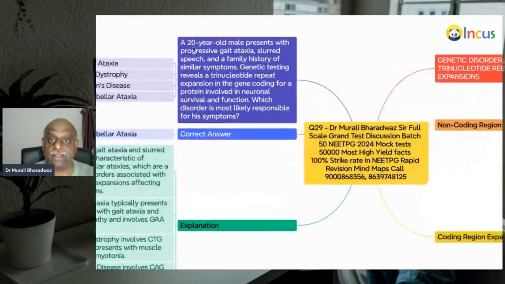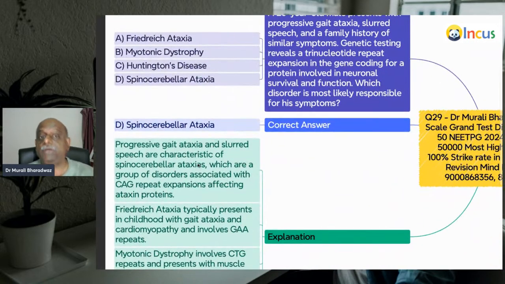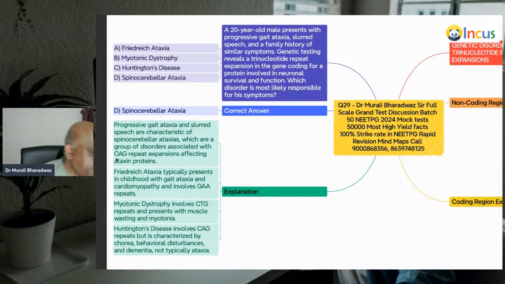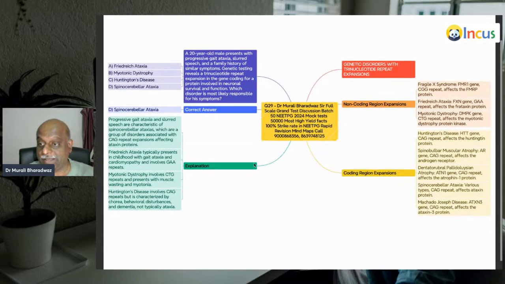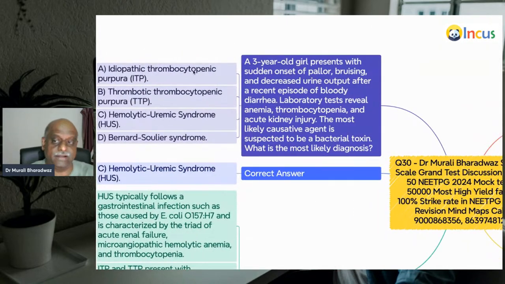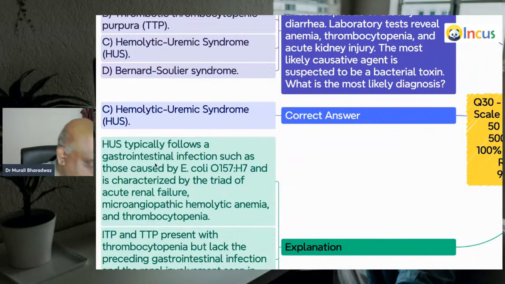So doctor, a 20-year-old with progressive gait ataxia, slurred speech, and nystagmus is characteristic of spinocerebellar ataxia, which is due to CAG trinucleotide repeat expansion affecting the ataxin protein, is what you need to remember. Then doctor, a three-year-old girl has sudden onset of pallor, bruising, decreased urine output after bloody diarrhea. That is classical of hemolytic uremic syndrome, which is caused by the O157:H7 strain. And what are the triad of features, doctor? Acute renal failure, microangiopathic hemolytic anemia, and thrombocytopenia is what you need to remember.